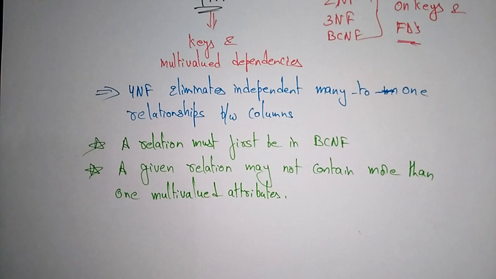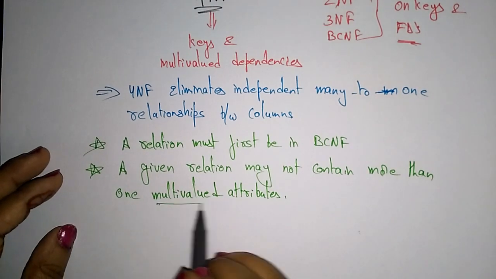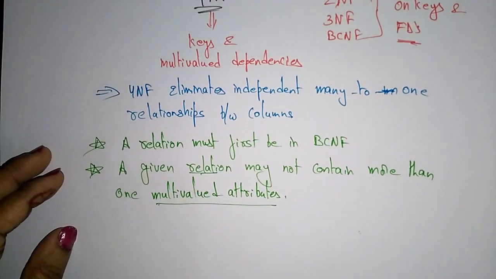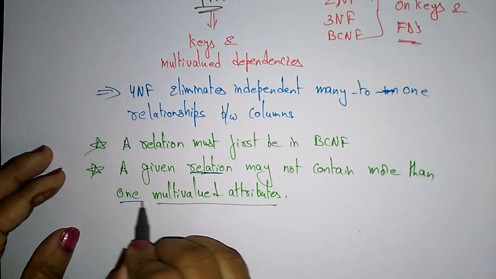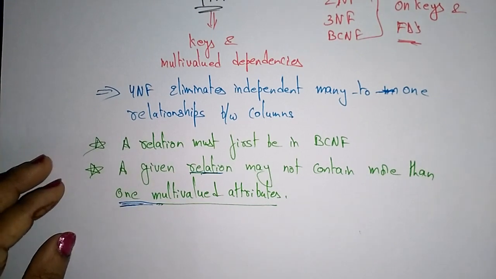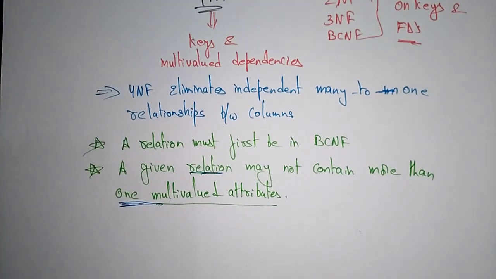Here, the multi-valued dependency is this: suppose X determines Y holds in a relation R, then for every two tuples of relation R that are the same in all attributes of X, we can swap their Y components and get two new tuples that are also in our relation. So the relation may not contain more than one multi-valued attribute.